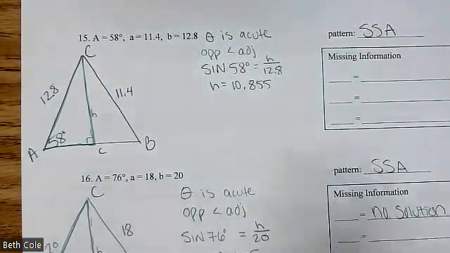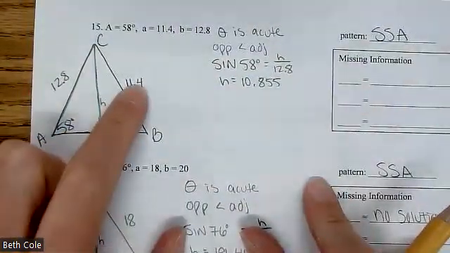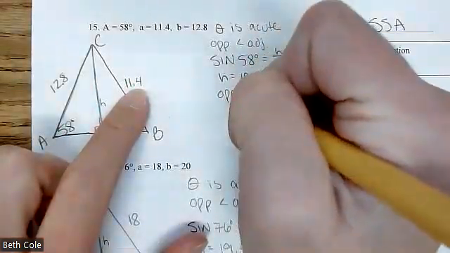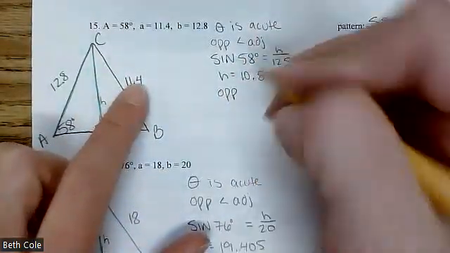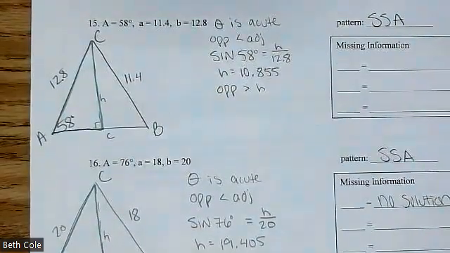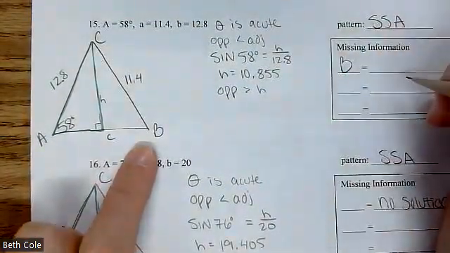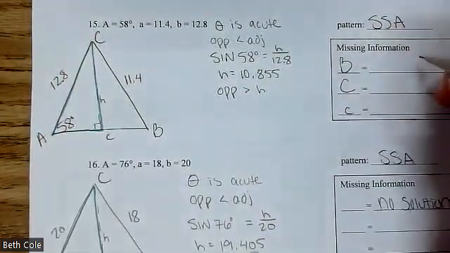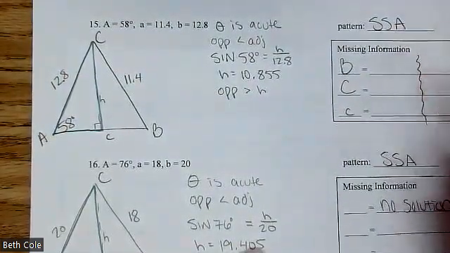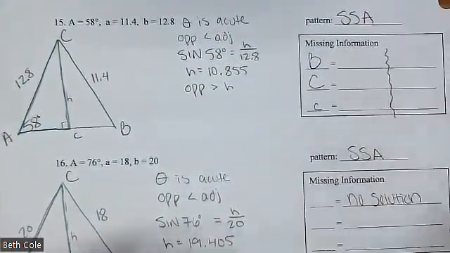And then you're going to do one more comparison. 11.4, your opposite is what compared to the height? Greater. Okay, what does that mean? It means we're going to do the problem and you have two answers, okay? So we're missing B, C, and little c, and maybe just do this to show we're going to get two answers for this one.